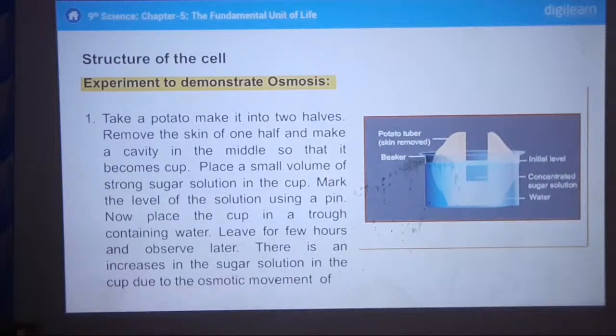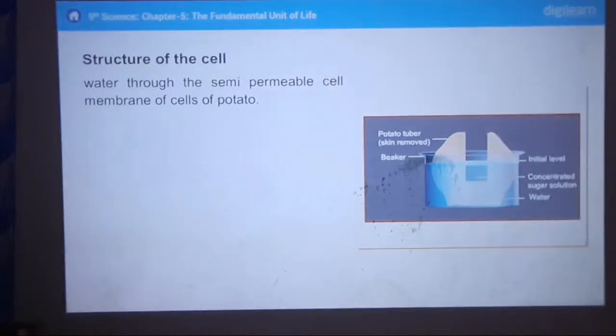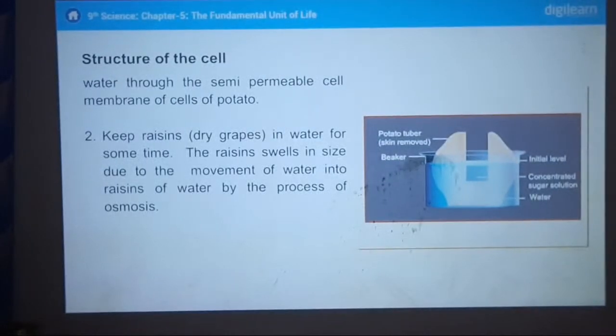There is an increase in the sugar solution in the cup due to the osmotic movement of water through the semi-permeable cell membrane of the cells of the potato. Similarly, keep raisins, that is dried grapes, in water for some time. The raisins swell in size due to the movement of water into the raisins by the process of osmosis.